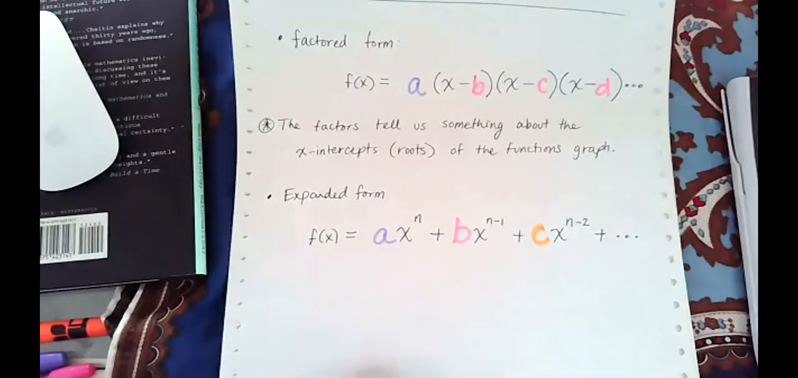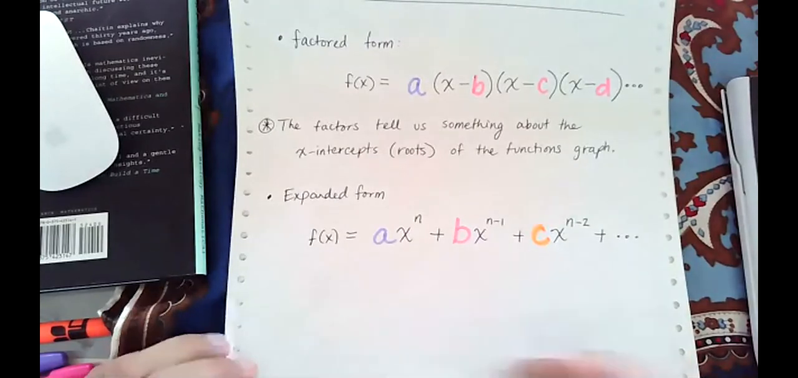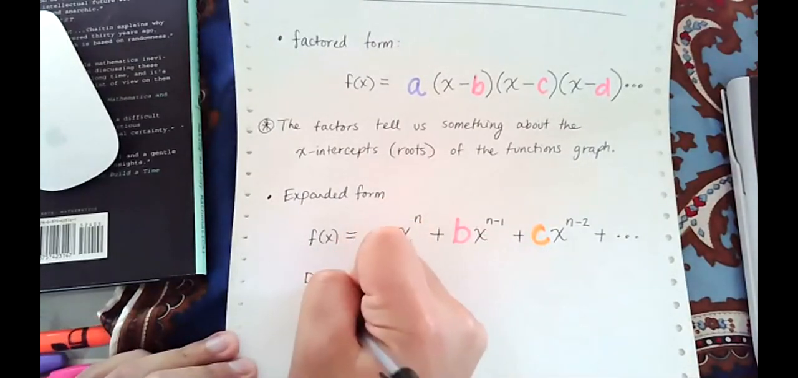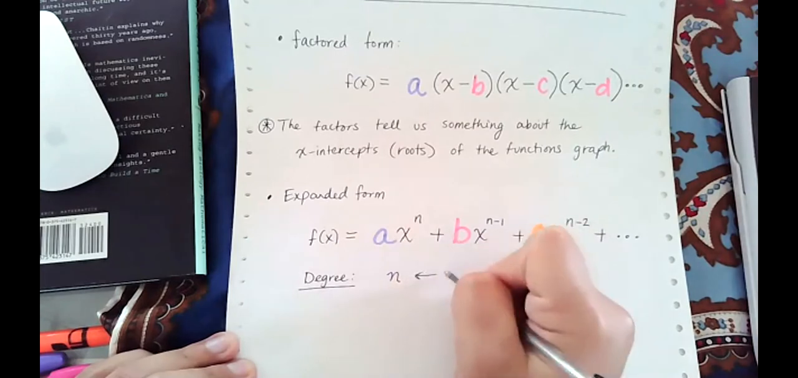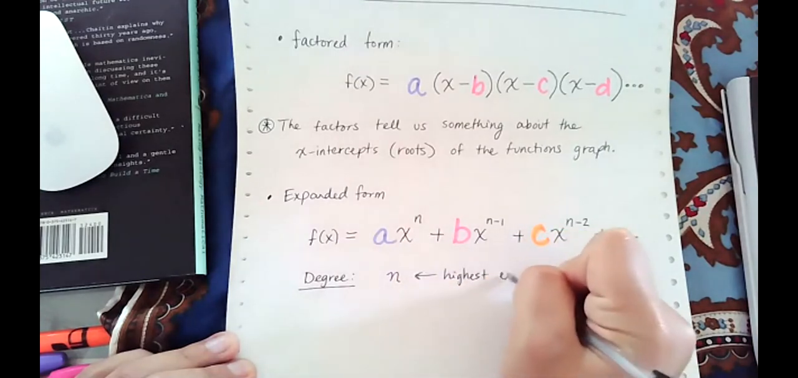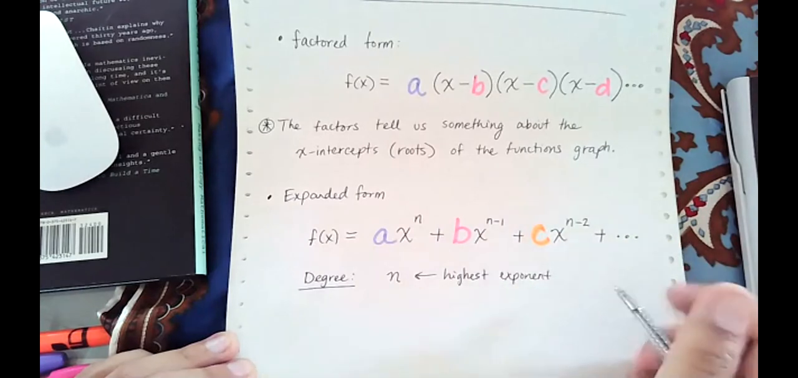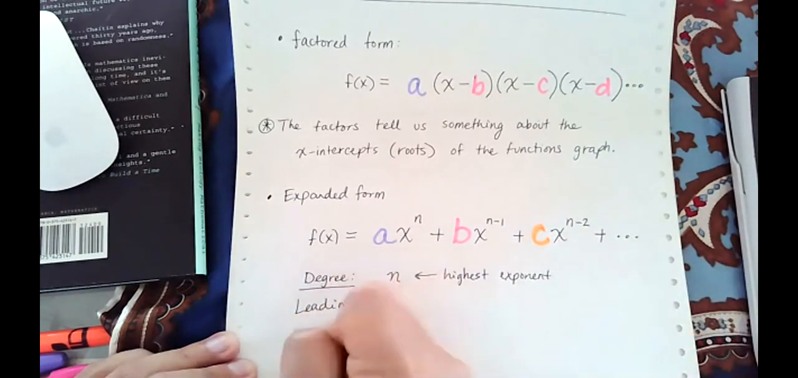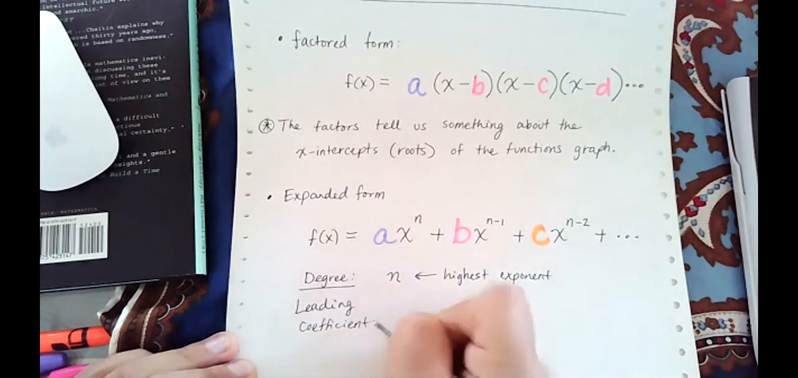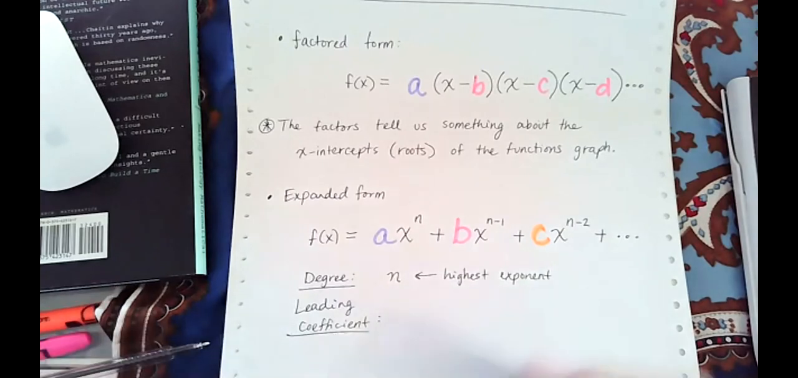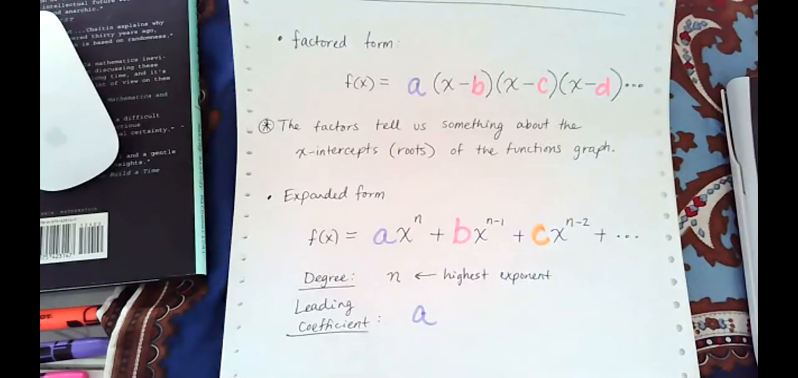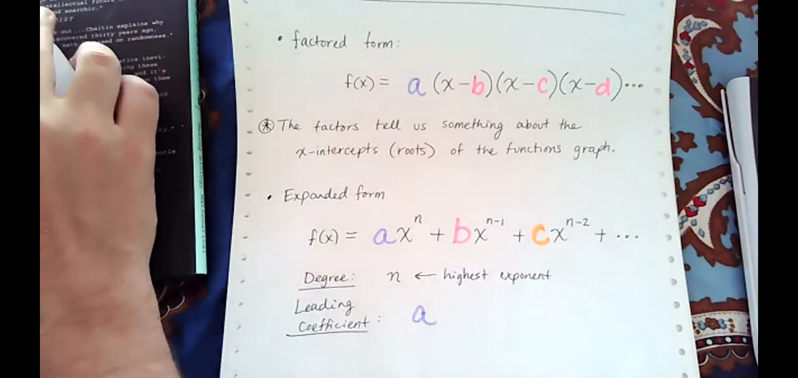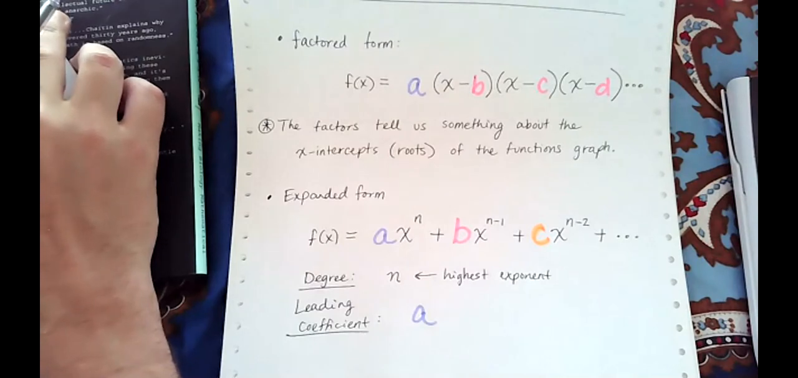And when we have our polynomial function in expanded form, it's sort of easier to see what the degree of the polynomial is. The degree is n. In this case, it would be the highest exponent. And the leading coefficient in this case would be whatever the value of A is. But that's the overall anatomy of these equations, right? We want to be able to put these equations and connect them to their graphs.